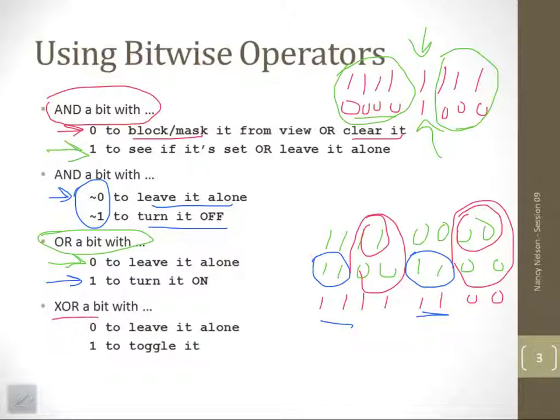Finally, why would we use an exclusive OR? If we want it left alone, we're going to exclusive OR it with a 0. But if we want to toggle it, and this is the key word here, to toggle. So with an AND, we could set or clear, but if we want to change it, we would use an exclusive OR.